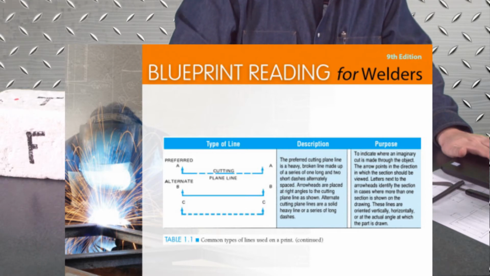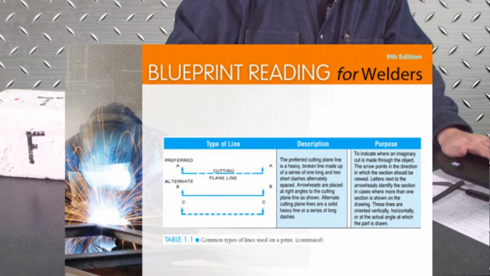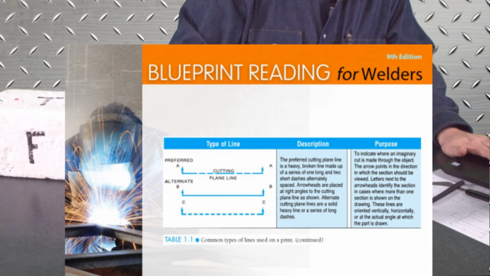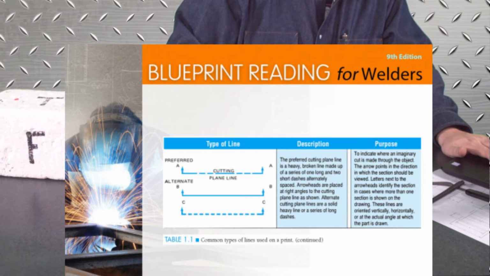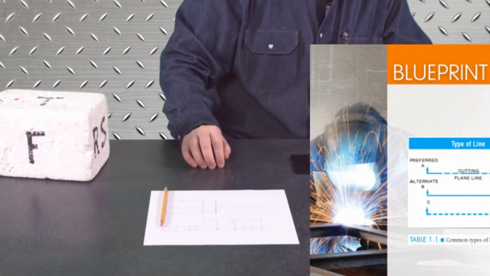Now, the purpose of a cutting plane is to indicate where an imaginary cut is made through the object. The arrow points in the direction in which that section should be viewed. Letters next to the arrows identify the section in cases where more than one section is shown on the drawing. These lines are oriented vertically, horizontally, or at the actual angle at which the part is drawn.